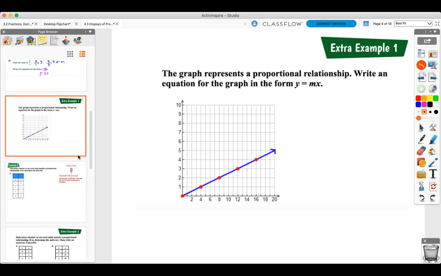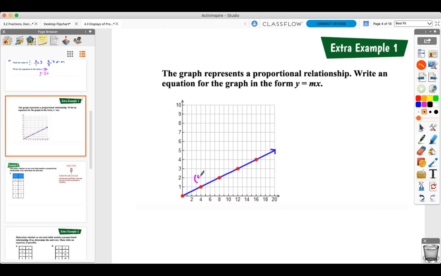So extra example 1, the graph represents a proportional relation. Write an equation for the graph in the form of y equals mx. So why don't you pause the video to see if you get the same answer as me. All right, welcome back. So let's see what we get from here. So I'm going to pick any 2 points, not the origin though, because the origin is always going to be 0 over 0. You want to pick that one.